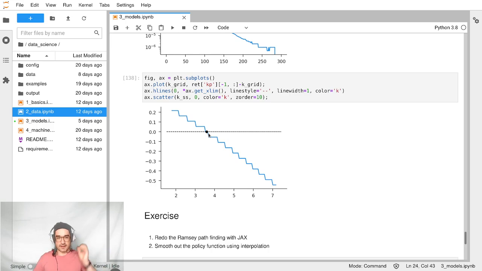Now it's a little wonky because it looks kind of like a step function, and that's because we're doing an argmax over a grid. You're moving through k space and this k prime was good before, and then you cross the threshold and now there's a new k prime that's good.